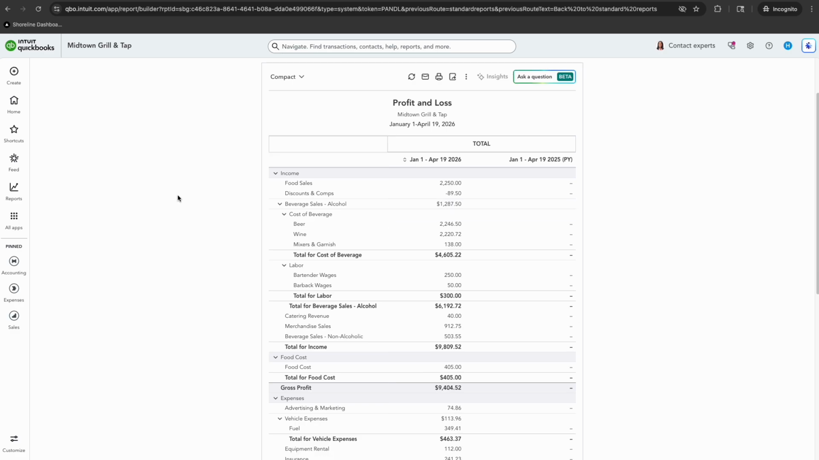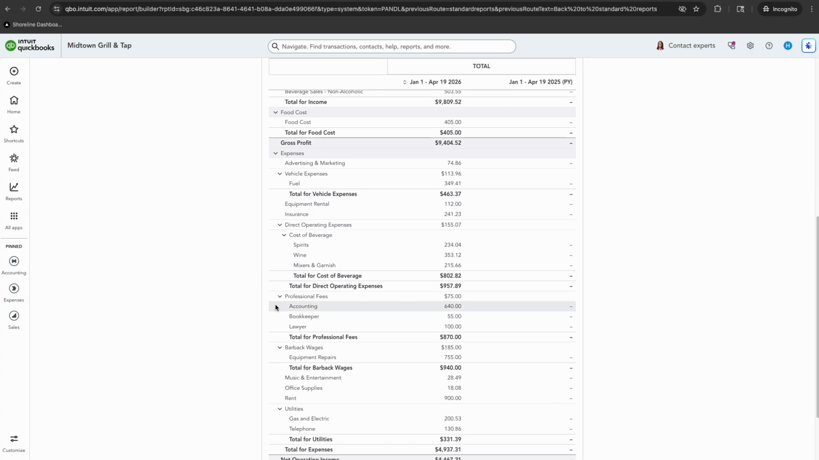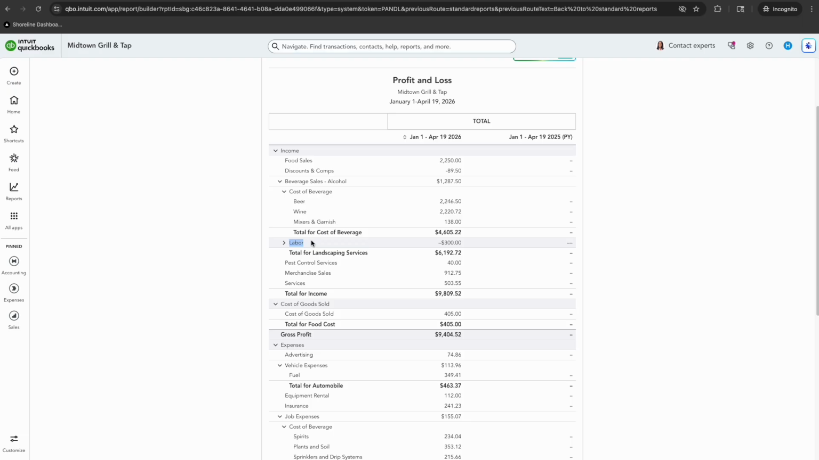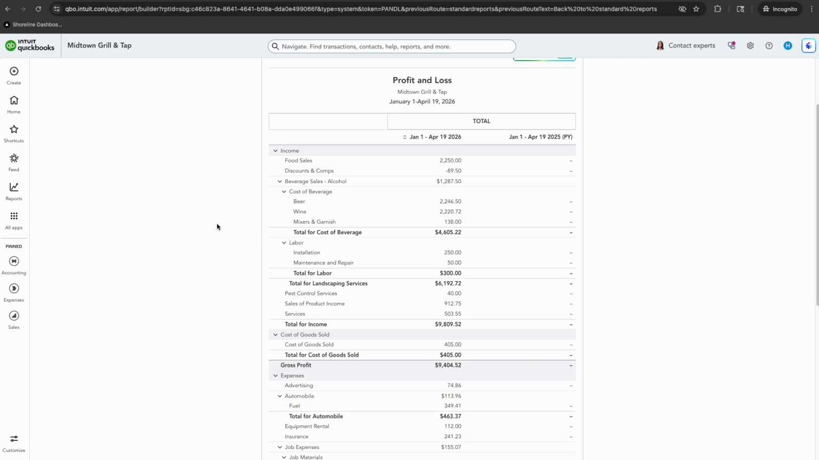The two best pieces of advice that I could give a restaurant owner who's trying to understand their numbers better is to look at cost of goods sold and labor. Now, keep in mind that in a real company, labor would not be in this income section. It would be down here in the operating expenses, but bear with me because again, this is a sample company. But this section right here and then this word right here are the two most important things that you're going to want to pay attention to.